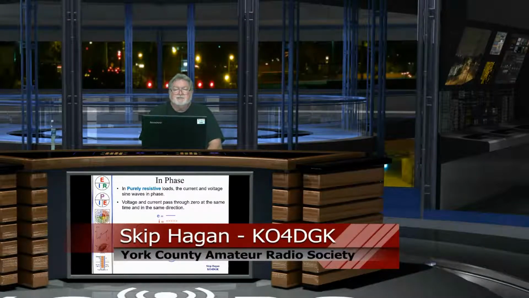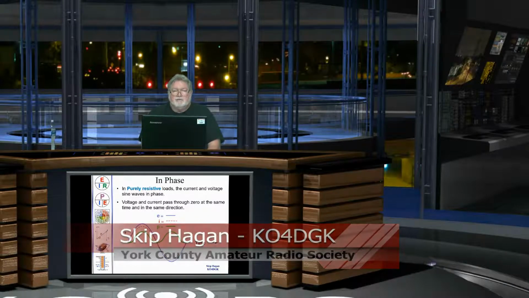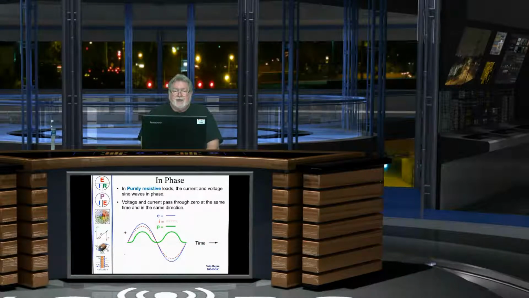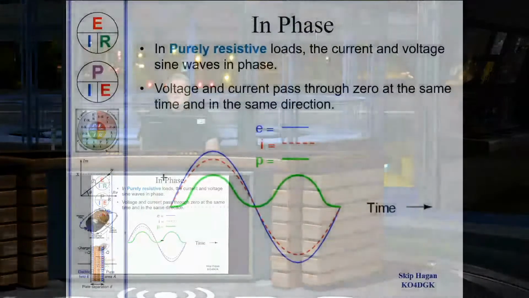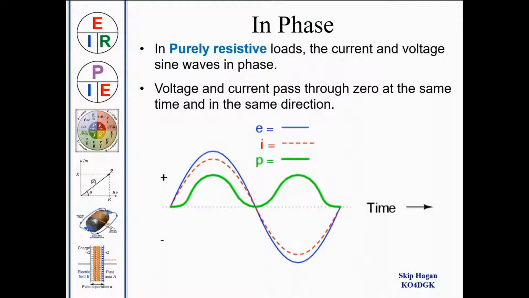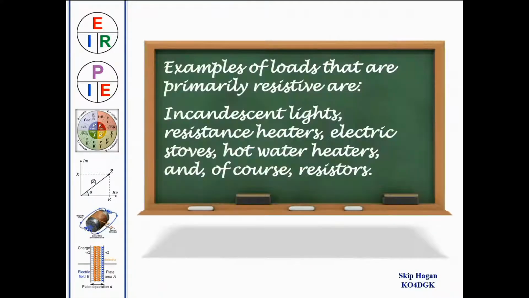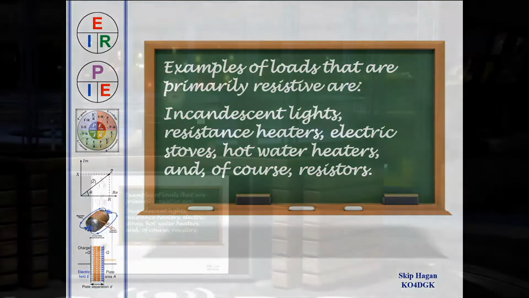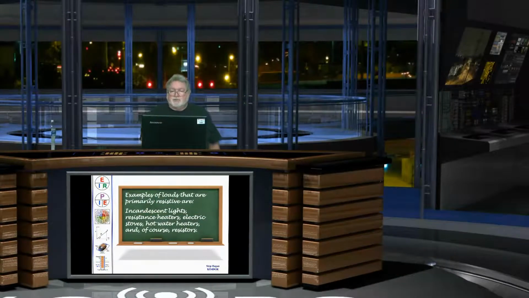Now, in purely resistive systems, the current and voltage are in phase. And so voltage and current pass through zero at the same time and go in the same direction. Once again, note that power is positive and stays positive. Some examples of resistive loads might be incandescent lights, resistance heaters. If you have an electric hot water heater, electric stoves, and of course, resistors.